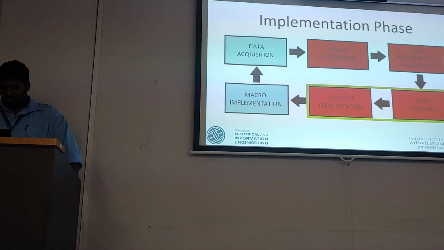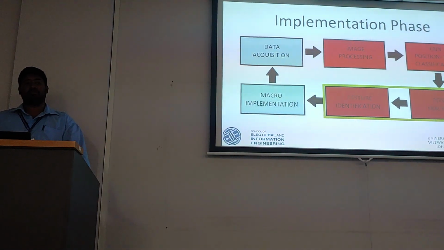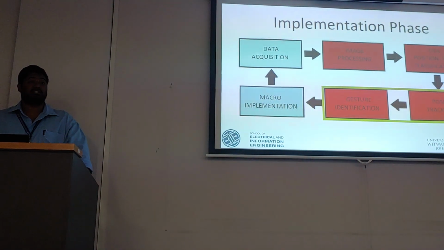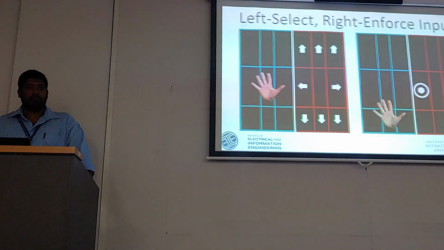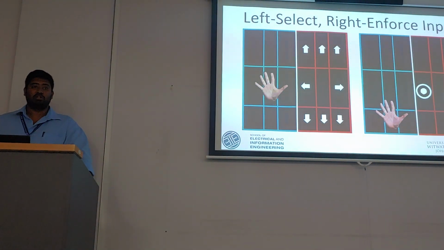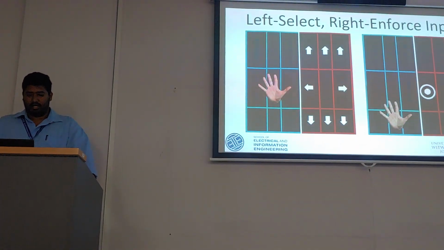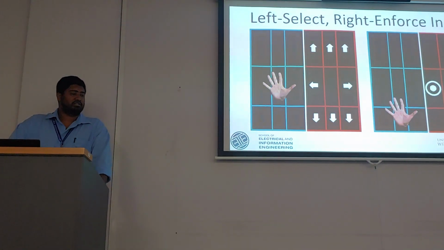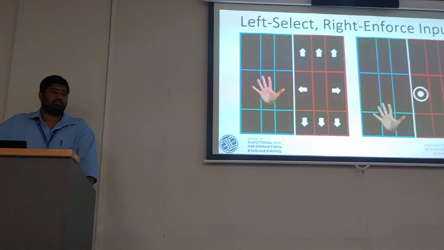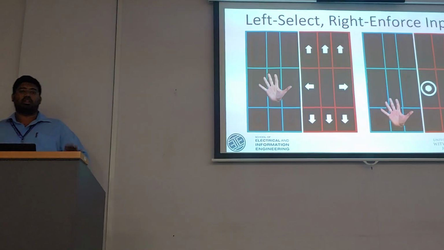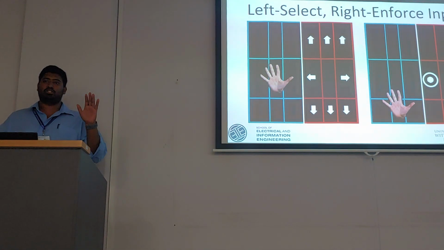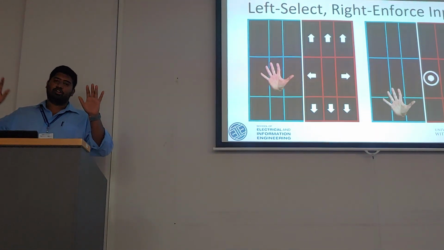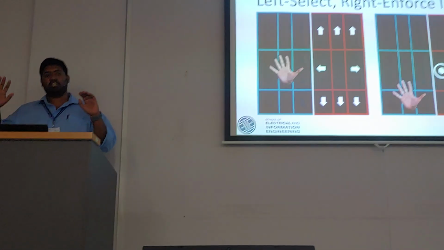So after the pose has been identified, we then need to identify the gesture that was performed. This is done by detecting the sequence of poses that were performed. And in order to avoid false positives, we use a left select, right enforce method. What this means is that your left hand would select the type of setting that you wanted to change, and then your right hand would then change that setting accordingly.